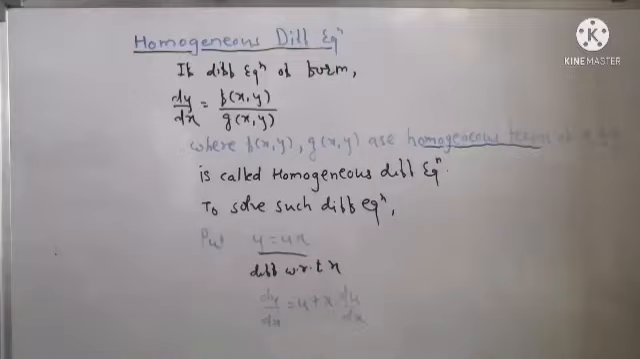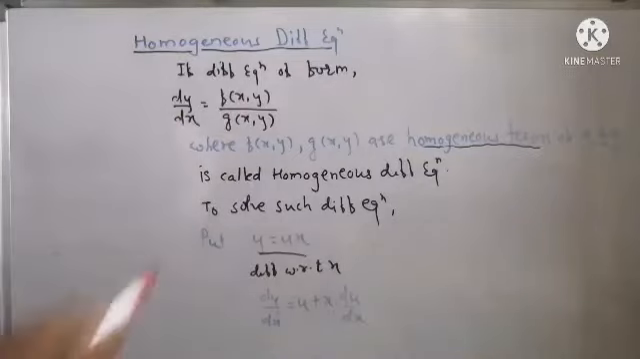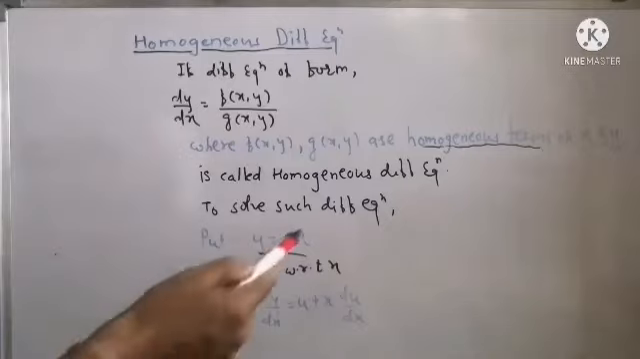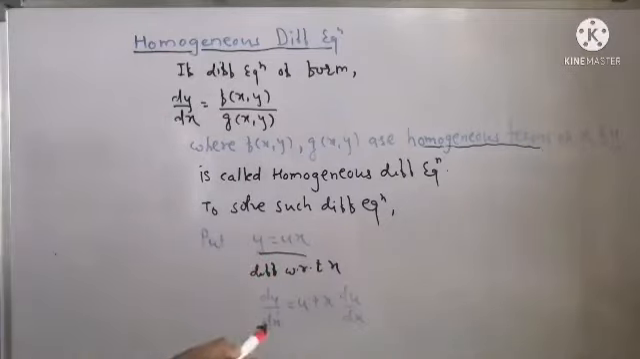So if the given differential equation is homogeneous, that means dy by dx is in terms of homogeneous terms of x and y, then in such a differential equation we have to put y is equal to ux and dy by dx is equal to u plus x into du by dx to solve the differential equation. These are some examples which are homogeneous differential equations.